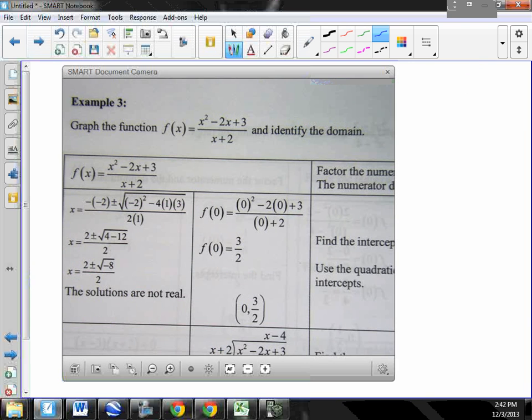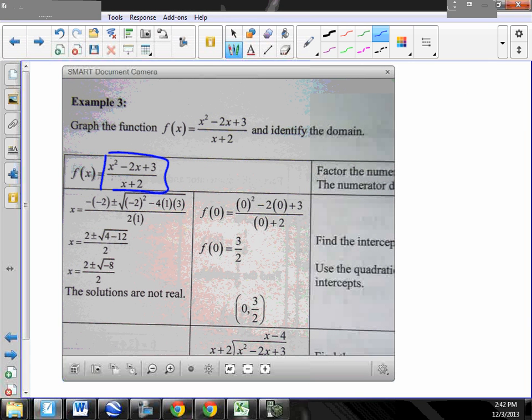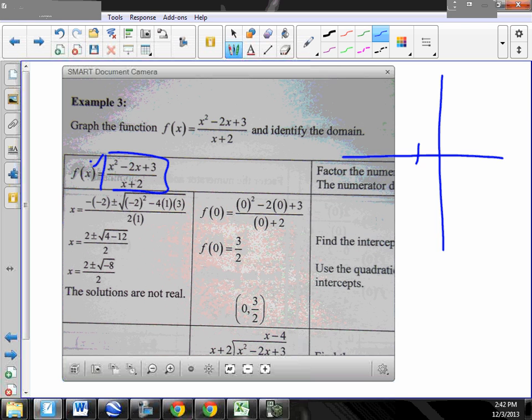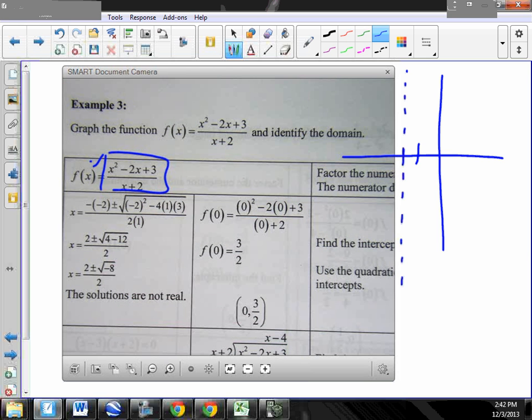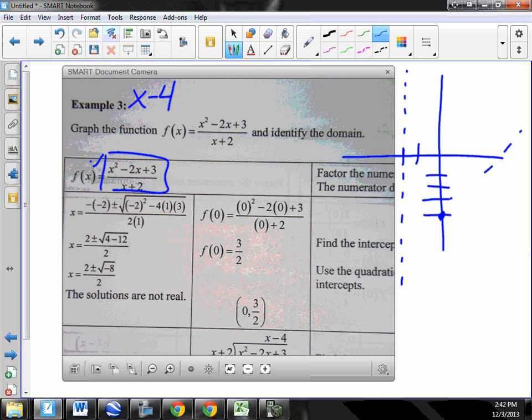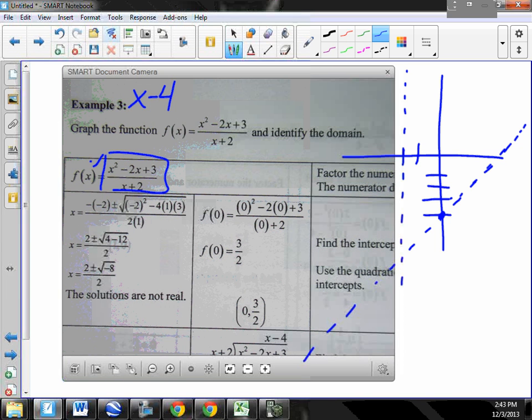Okay, so if I looked at the factored version, I end up with, notice the top does not factor. So I have a VA at -2. So at -2, I have a vertical asymptote. Horizontal or oblique? Oblique, so we would long divide, and I'm not going to do it. They give it to us. X minus 4. So when I long divide, I get x minus 4. So the graph of x minus 4 starts down 4, and then goes up 1 over 1. So here's the oblique asymptote. Okay?